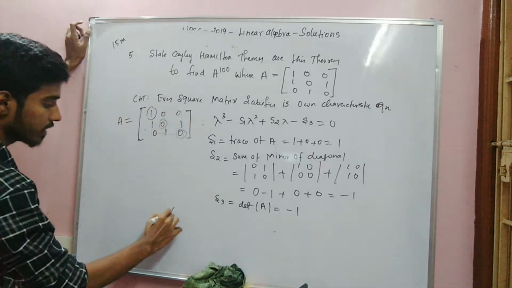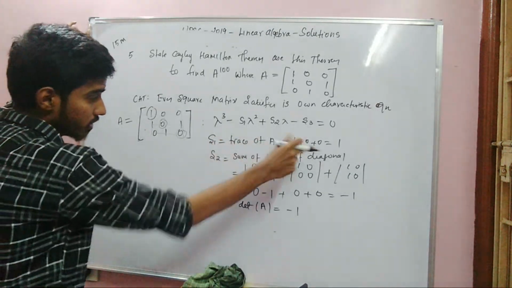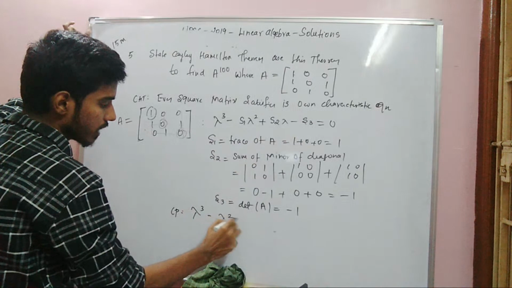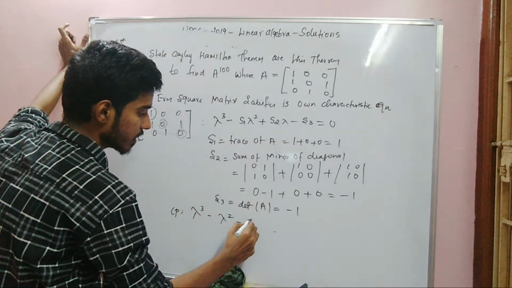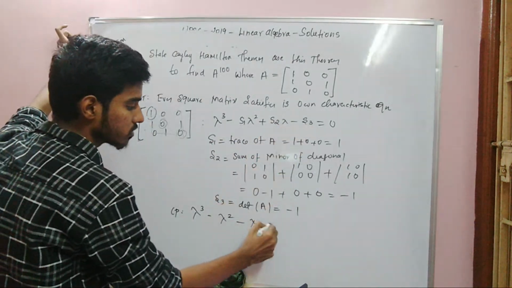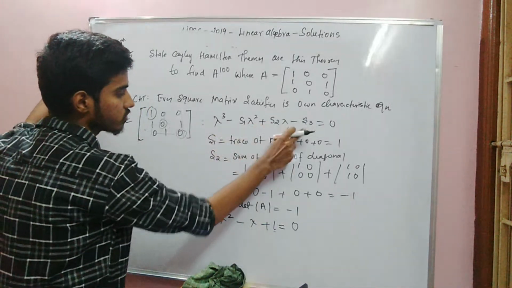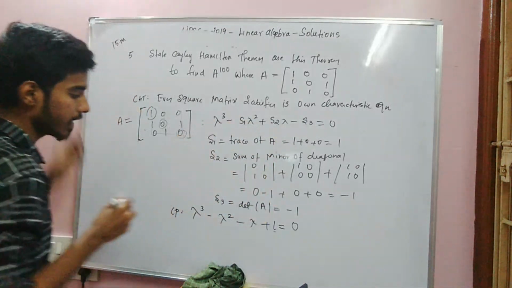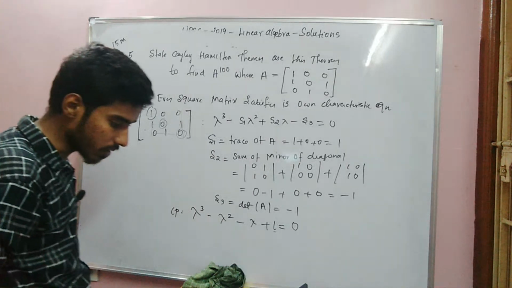So what will be my characteristic polynomial? It is lambda cube minus S1, S1 is 1. So we have 1 into lambda square plus S2. S2 is minus 1, so we have minus lambda. Already we have minus S3. S3 is minus 1, so this will be plus 1 is equal to 0. Right? I am just substituting S1, S2, S3 here. So characteristic polynomial is lambda cube minus lambda square minus lambda plus 1.